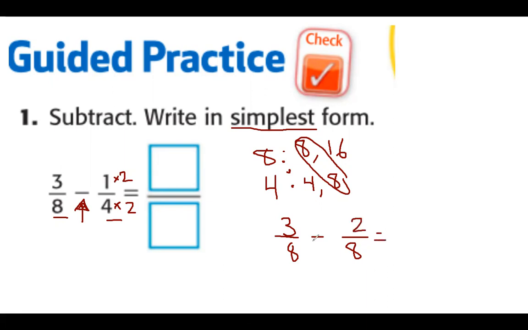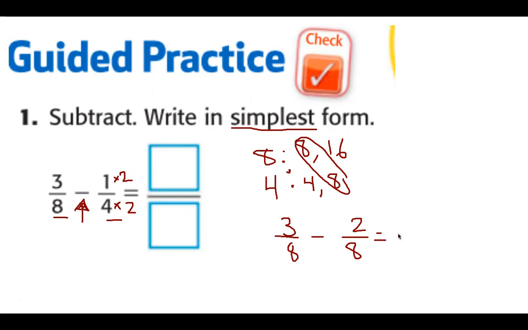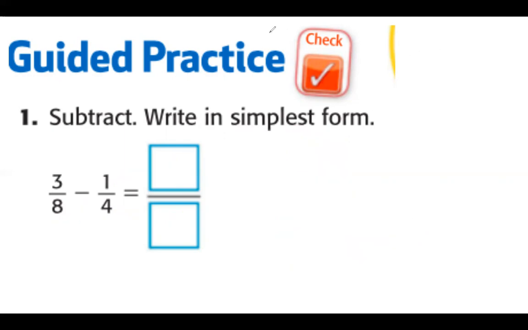So reminder, we're subtracting on this one, and we only subtract our numerators, not our denominators. So 3 take away 2 gives me 1. And my denominator stays the same at 8. So my answer on this one ends up being 1/8. And I cannot simplify this one because whenever I have a 1 as my numerator, I can't divide anything other than 1 by 1. So that is a simplified answer of 1/8.